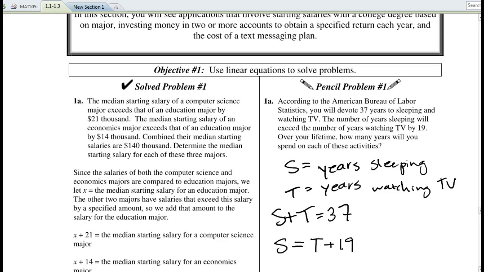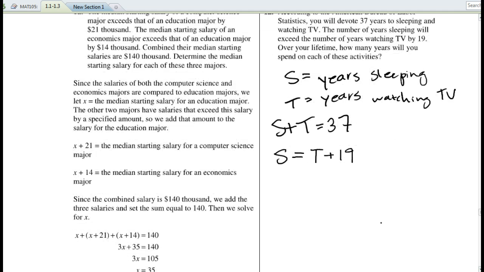Right? So sleeping is now exceeding TV by 19 years. So we can use these two things to write a single linear equation. We can take the first equation, and where we had S, plug in T plus 19. So we'll have T plus 19 plus T equals 37. What I did was I plugged this value in right here.